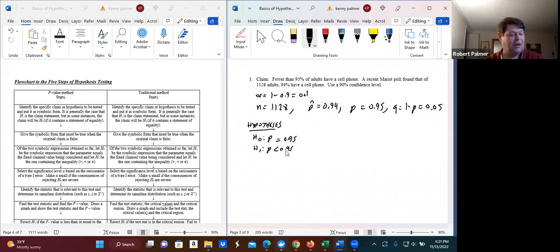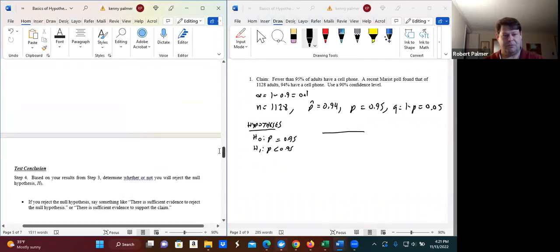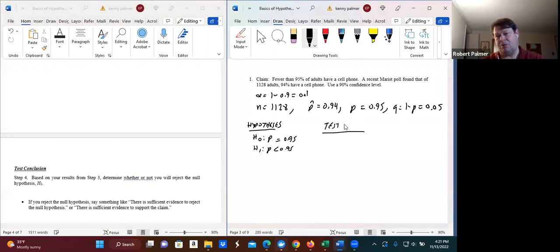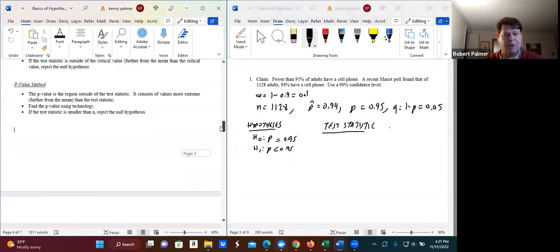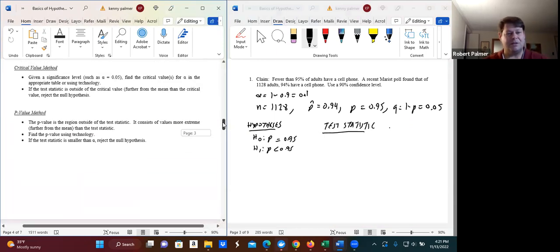Now, I also need to find our test statistic. So let me go back in the notes. Let's go back and take a look at our test statistic.